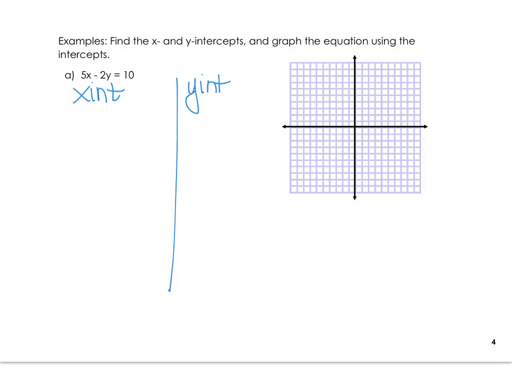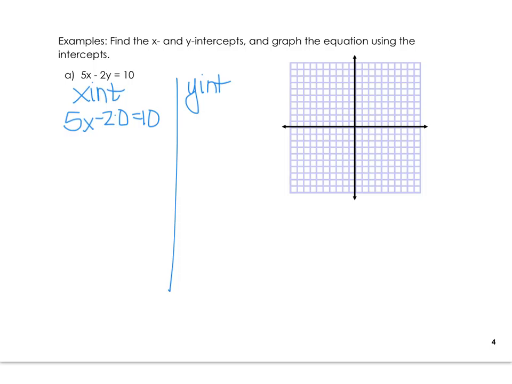If we're doing the x-intercept, I have to put in a 0 somewhere. Where are we going to put the 0 in? In for the x or in for the y? Because we're trying to find the x, this is the letter I have to see in the equation. Everything else turns to a 0. So this becomes 5x minus 2 times 0 equals 10. So notice here when we substitute it in for the x-intercept, the x is still in our equation here.